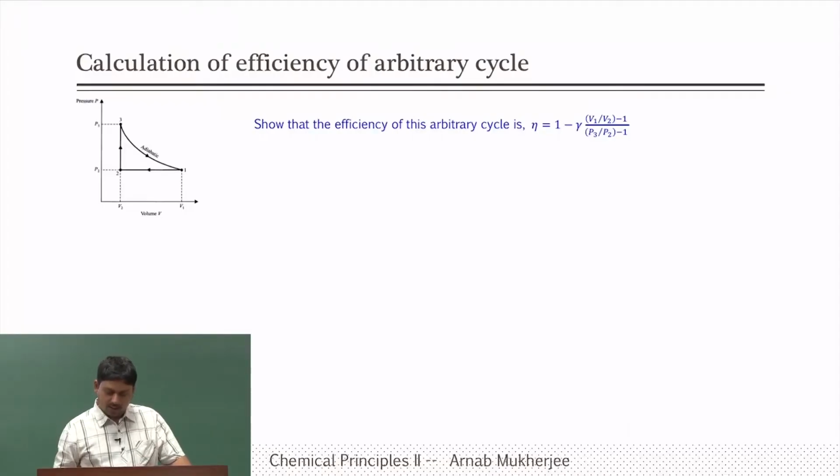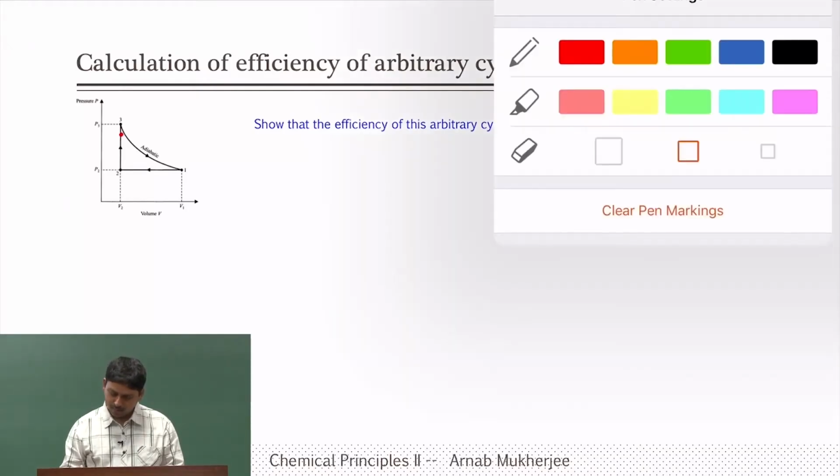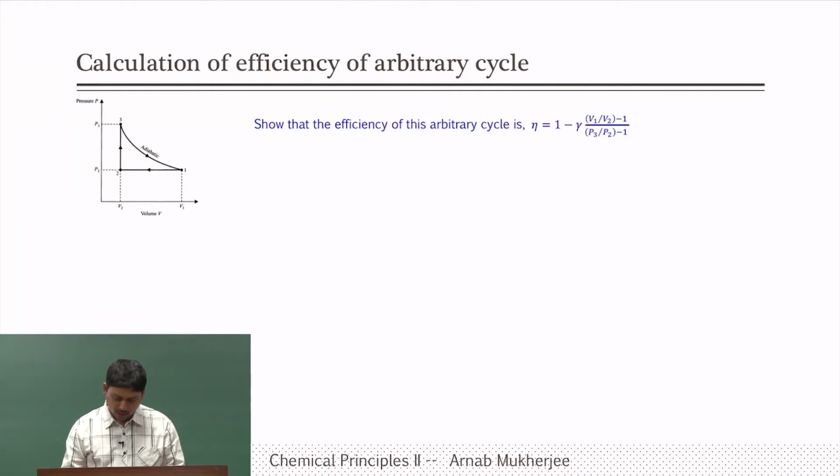Now, let us calculate the efficiency of an arbitrary cycle. This is showing some arbitrary cycle where 1 to 2 is a constant pressure process, 2 to 3 is a constant volume process, connecting by an arbitrary path, and 3 to 1 is an adiabatic process. Okay. While I am doing that, you should also try to do that. You can pause the video and try to solve the problem and then look at how it is working.